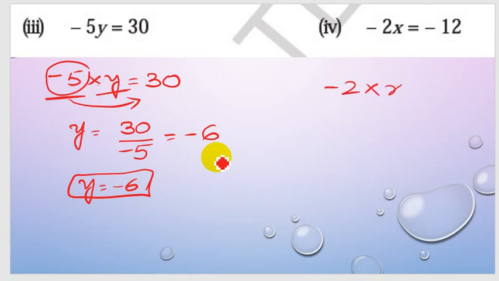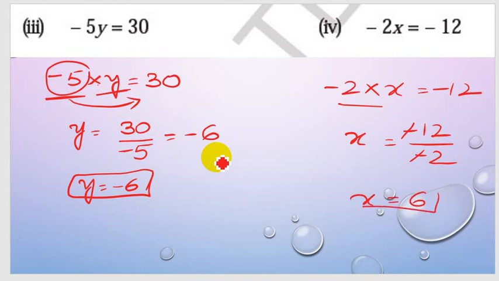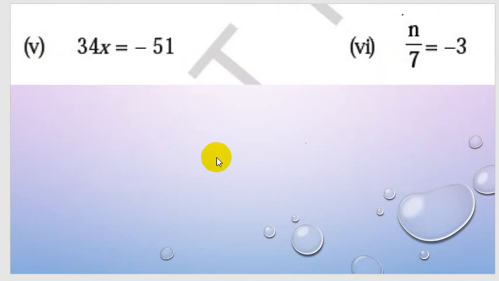Minus 2 into x is equal to minus 12. So from this, x is equal to, already we know that it is in multiplication form, so when you transpose it becomes divided by. So x is equal to minus 12 divided by minus 2. Since both are having the minus signs, we can cancel them. In 2 table, 12, we will get 6 times. So x is equal to 6. So the value of x is 6, right? Now one more question.